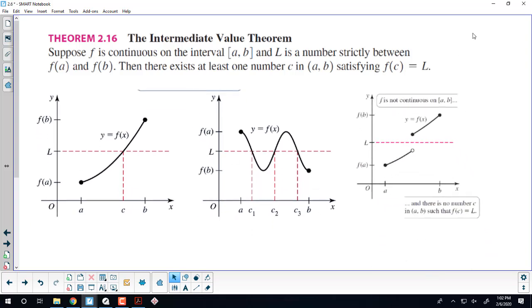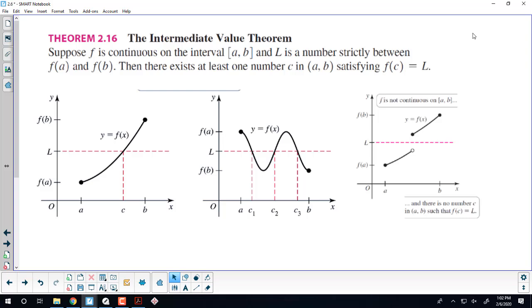Okay, this theorem we're going to look at deals with continuity, and you'll notice a lot of theorems that we discuss will bring up the word continuity. So this intermediate value theorem says that if you have a continuous function on a closed interval [a, b], and L is some y value strictly between f(a) and f(b), so the y values that correspond to the endpoints, L is some y value in between those two, then there has to exist a c, or an x value they're calling c, in between the a and the b.